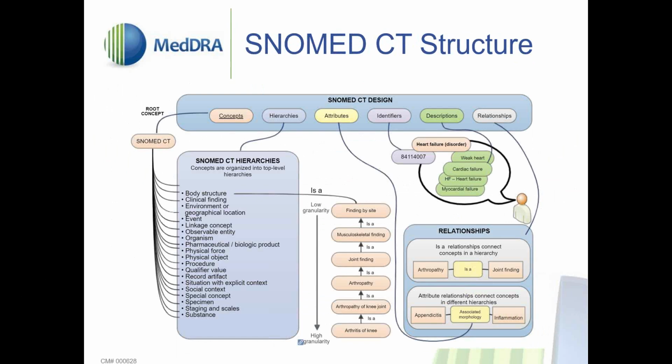This is a depiction from the SNOMED International website of the SNOMED CT structure. So you can see that the SNOMED CT structure focuses on hierarchy as well, with concepts organized into these top-level hierarchies. There are a variety of relationships and attributes that are built into the various concepts. The core concept, if you will, is an FSN, or fully specified name, and I'll show you some examples of that as we move through the presentation.